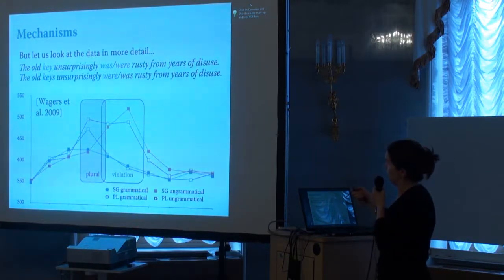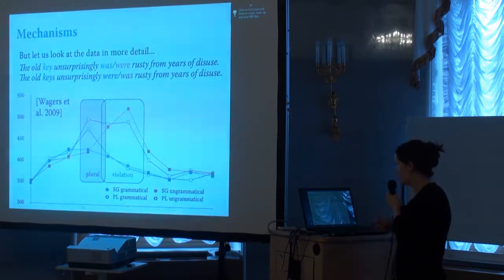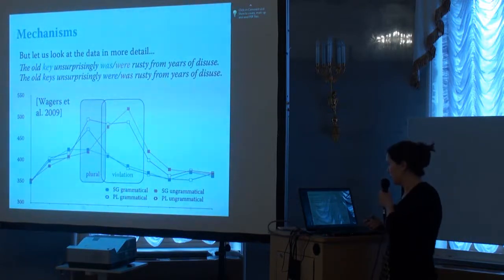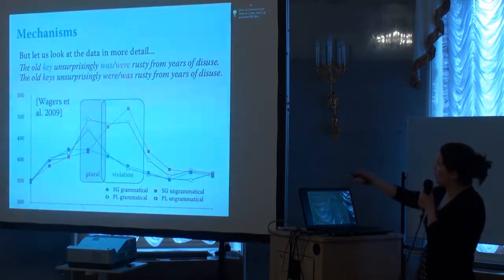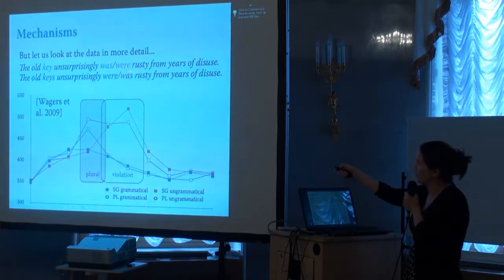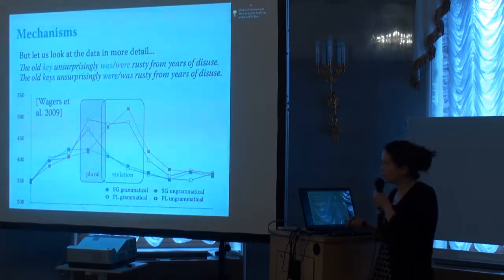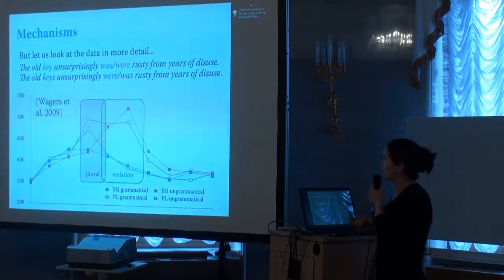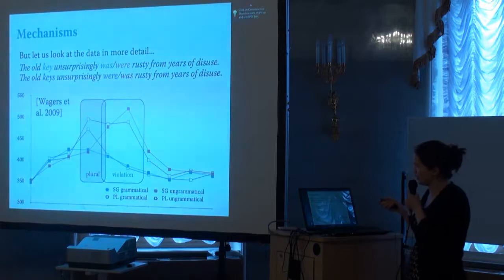To prove their point, they first suggest we look at sentences without any attraction. So let's look at the following sentence. The old key, unsurprisingly, was rusty from years of disuse. This is a correct sentence. And then let's make a mistake here, putting were in here. And then let's look at another sentence in plural. The old keys, unsurprisingly, were rusty from years of disuse. And then let's make a mistake here and use was here.